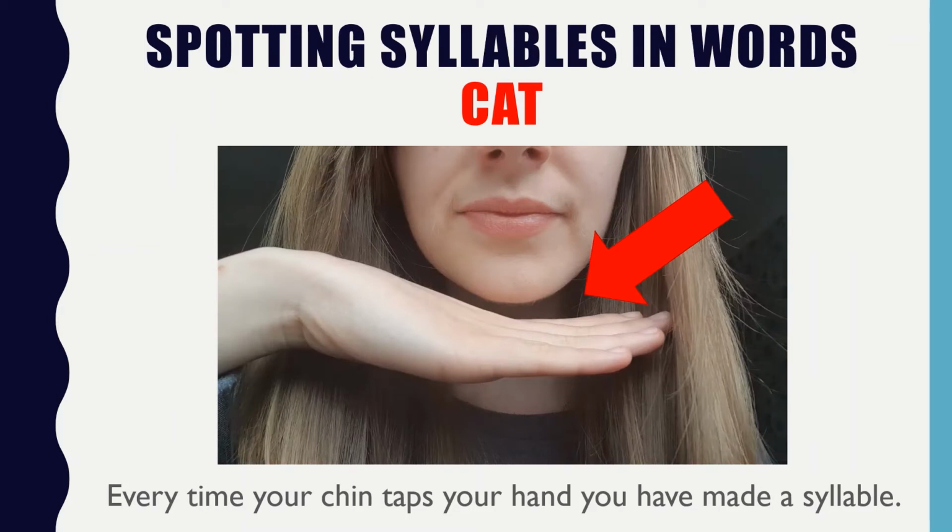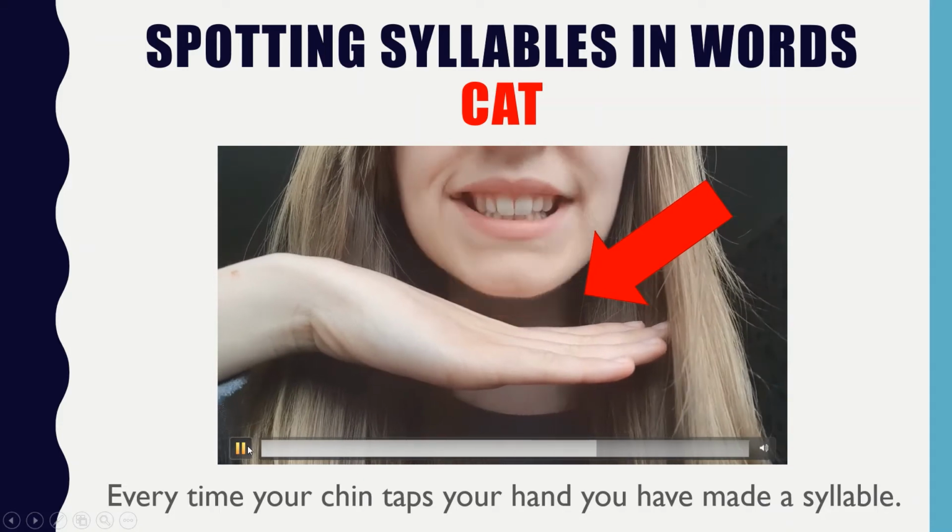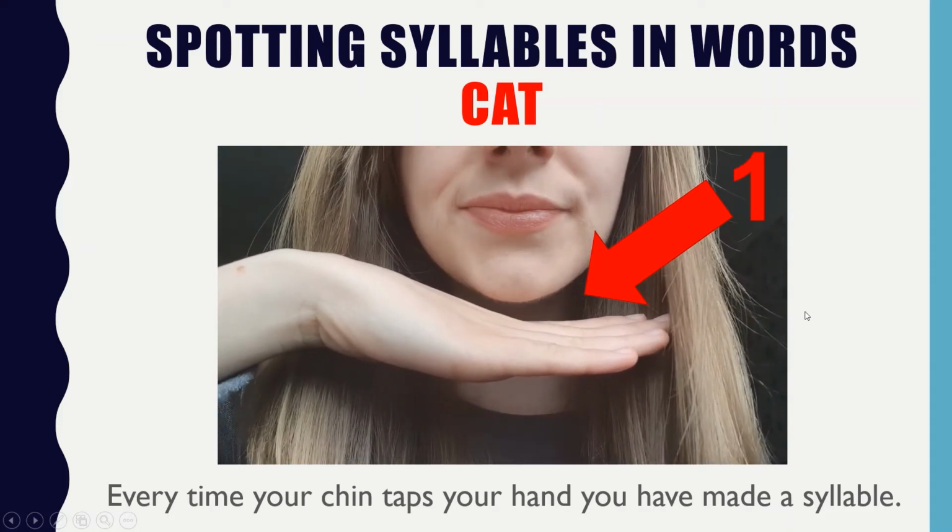We're going to have a go at spotting some syllables in different words. Remember, a syllable is a unit of sound that usually contains one vowel. An easy way to spot syllables in your word is by putting your hand underneath your chin. Every time your chin taps your hand, you have made a syllable. Let's start here with the word cat. How many times does my chin tap my hand when I say the word cat? One time. So cat has one syllable.